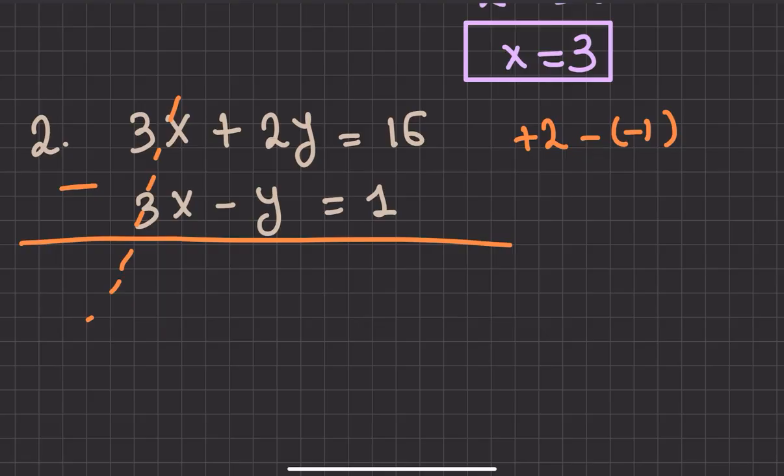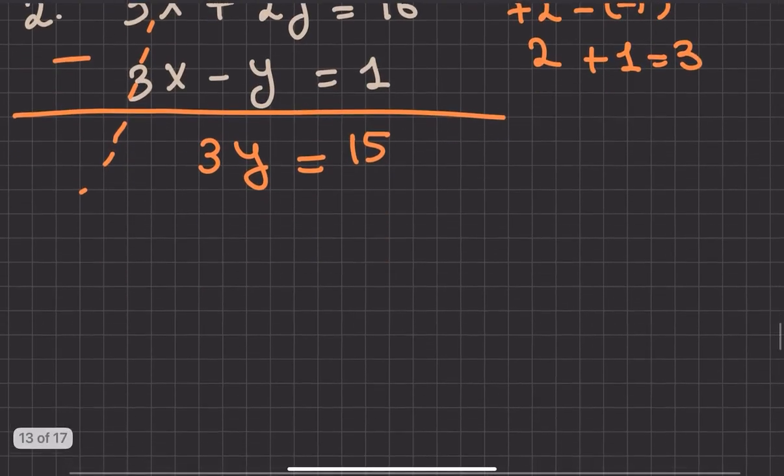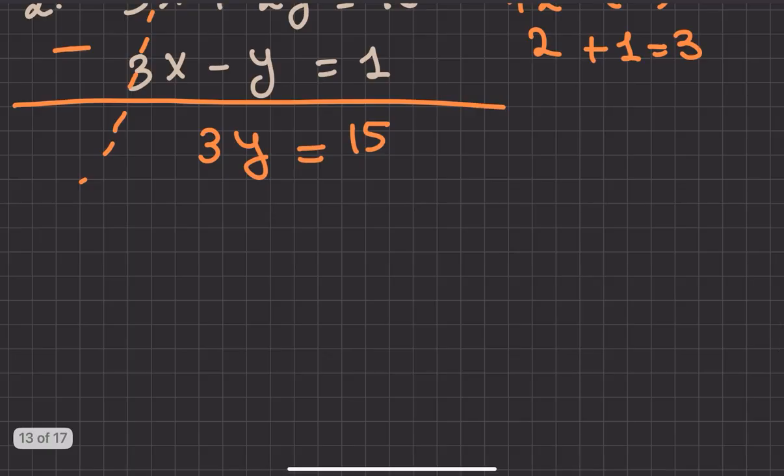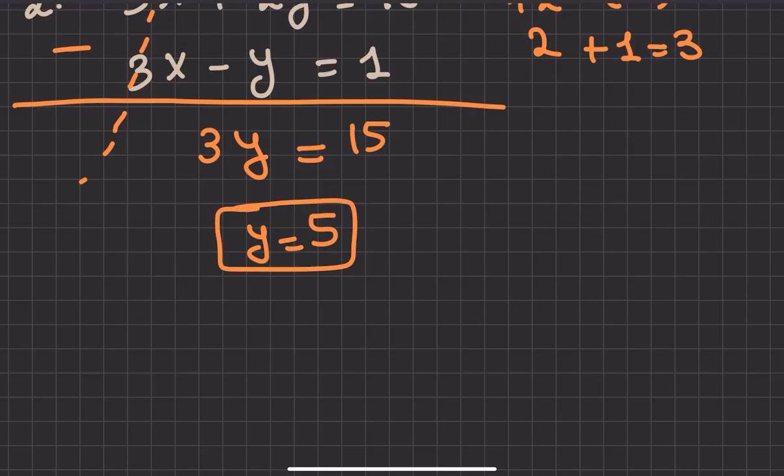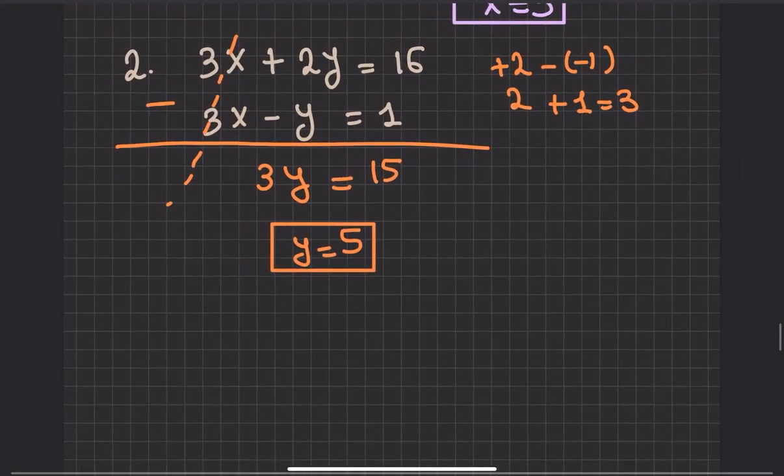Okay, minus a minus becomes positive. Here it's going to be positive 1, and then 2 plus 1 is going to be 3. So it's going to be 3y equals 16 minus 1, which is 15. So in order to find y, I'm going to divide both sides by 3. So y equals 5. Okay, I found my y.